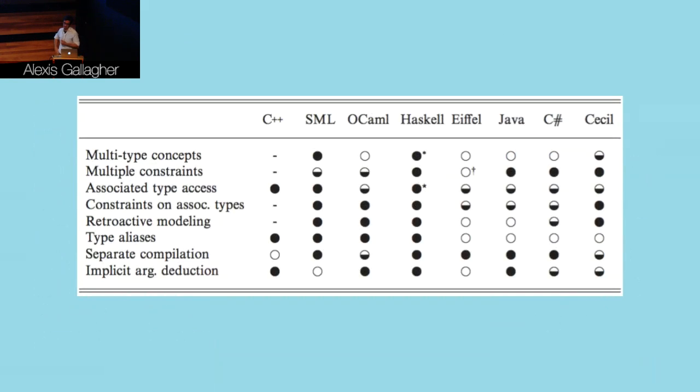So multi-type concepts. That is protocols with associated types. So a concept in C++ is a lot like a protocol with associated types. Multi-type means that you can have multiple associated types. Multiple constraints, because you have lots of constraints on the types. At the moment, Swift lets you apply conformance constraints to the associated types. Maybe there's more coming. Associated type access, this is the thing I was getting at about how easily you can figure out what the associated type is. Constraints on associated types. Retroactive modeling, that means being able to apply an extension to a type that someone else defined or after it's been defined. Type aliases, sounds familiar.